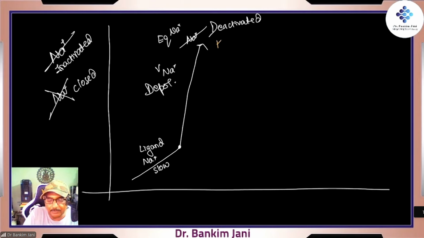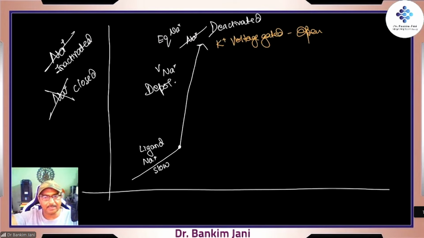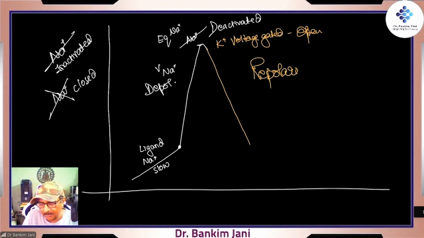Now it is at this point that potassium comes into the picture. The voltage gated potassium channels open, right? And the moment they open, what would happen? The potassium which was inside, in large quantity, will start going out. When it starts going out, the cell is losing its positivity. So the cell will become negative. And this is what we call repolarization, right? So this is repolarization. Make sense?